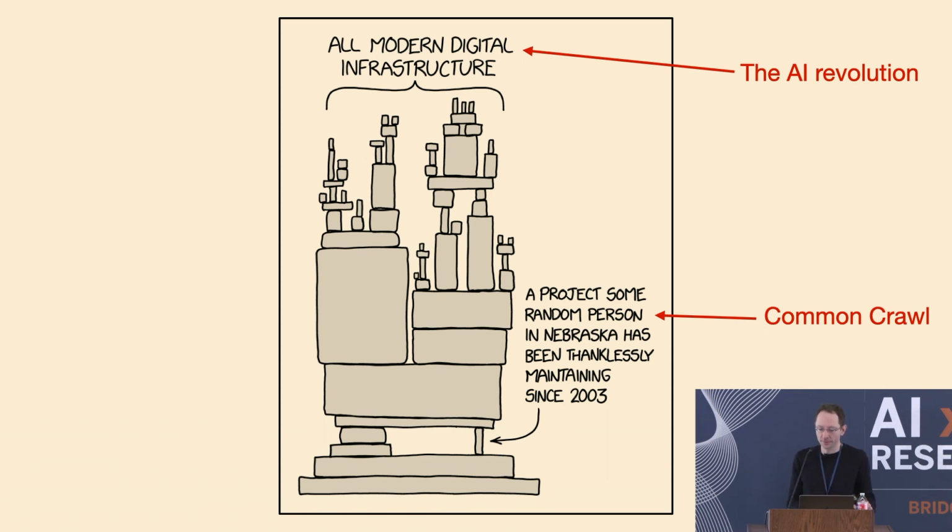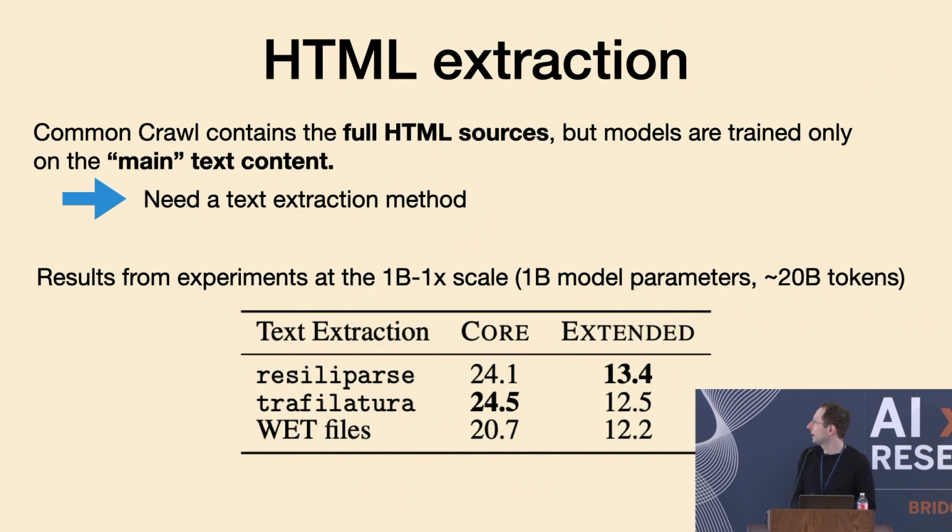Okay, cool. But as we said, what Common Crawl does is only download HTML. One important step in these pipelines is getting the actual page content that is training relevant out of that HTML.